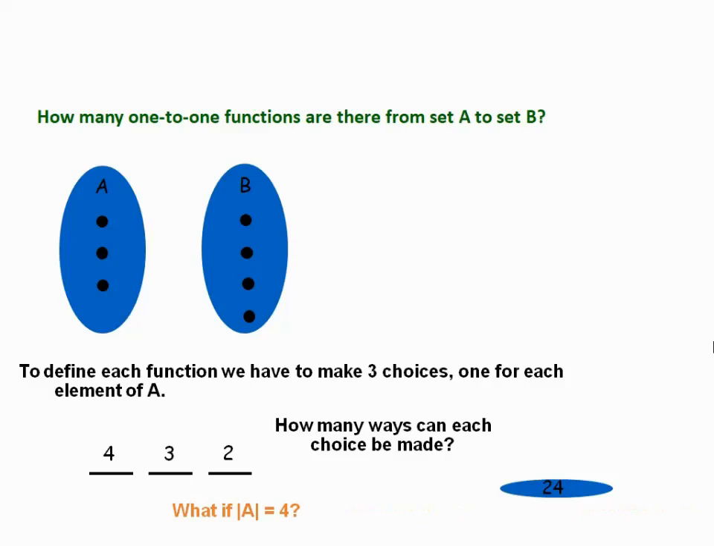So what if A is 4? There is one choice for each element of A. But if A has four data points, then 4 options will be there. Simple. Okay.